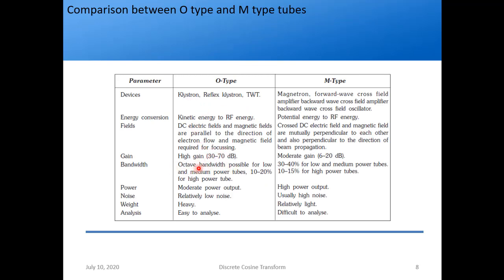We also studied octave bandwidth, where the upper cutoff frequency is twice the lower cutoff frequency, right? And what is the main difference here? In O type, kinetic energy is converted to RF energy, and in M type potential energy is converted to RF energy. And here, as we saw, the electric and magnetic fields are aligned. Here the electric and magnetic fields are perpendicular.